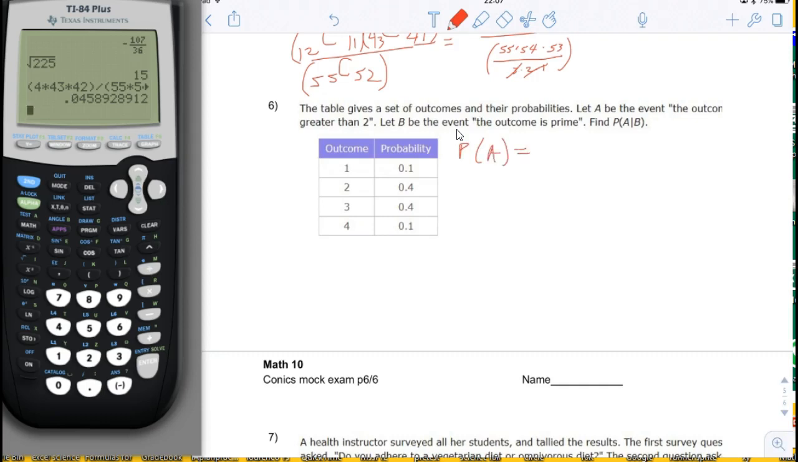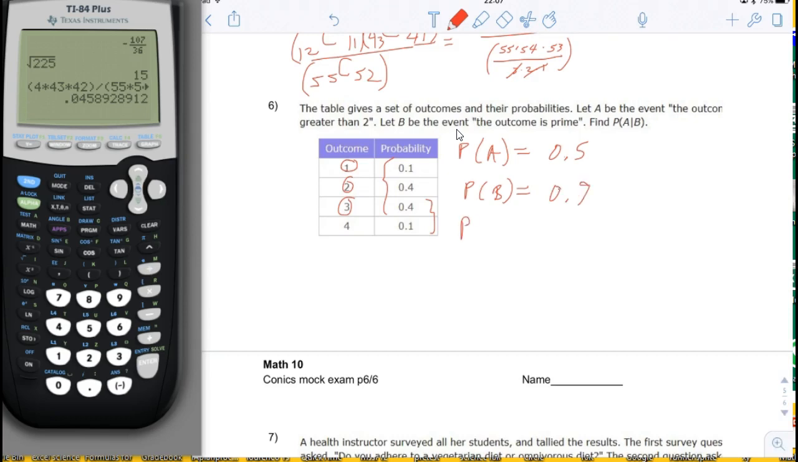The probability of A is the probability that the outcome is greater than 2. Greater than 2 would be 3 and 4, right? So the probability that 3 and 4 come up would be 0.4 plus 0.1, which is 0.5. Okay. Probability of B is the probability that the outcome is prime. The numbers that are prime are 1, 2, and 3. So the probability that it's prime would be 0.4 plus 0.4 plus 0.1, which would be 0.9.